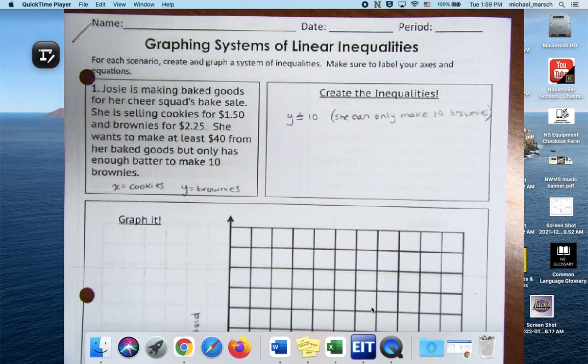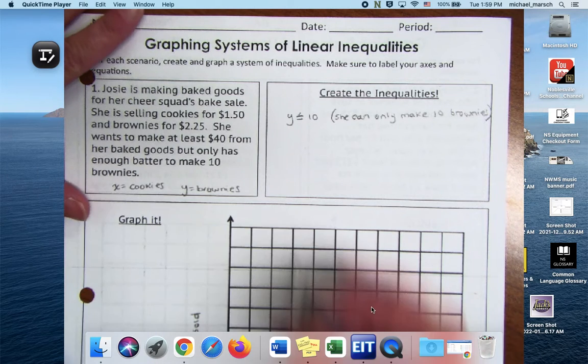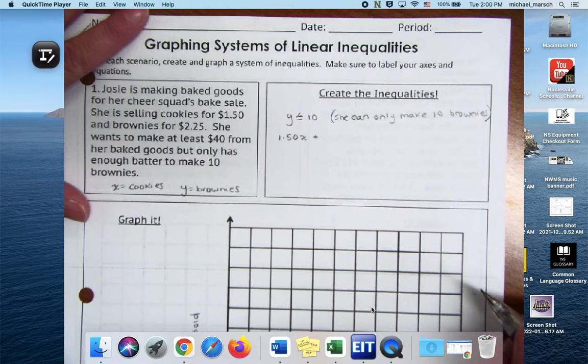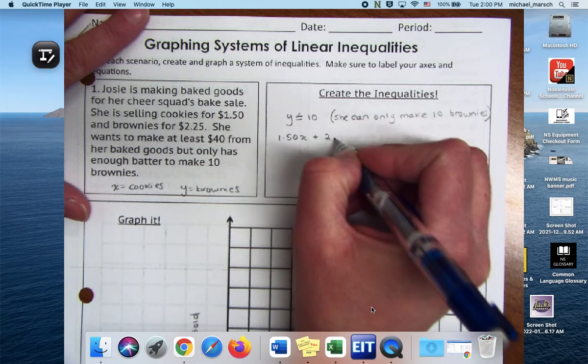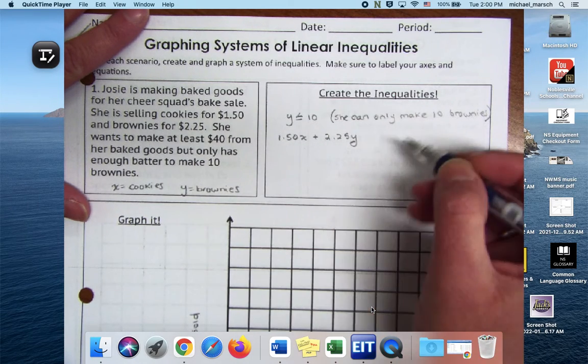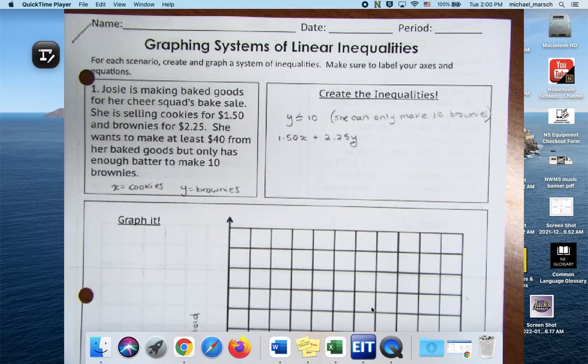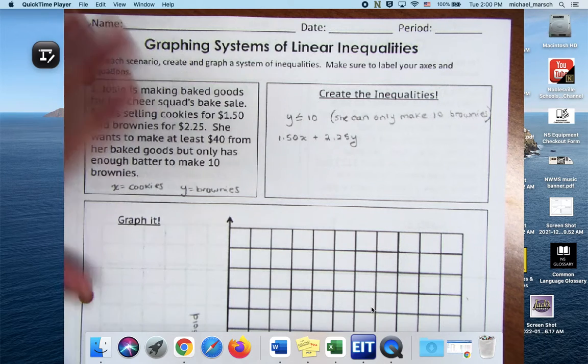How much does she make per cookie? How much does she make per brownie? $2.25. She wants to make at least $40. So what inequality sign would I use for at least $40? Kaden? Greater than or equal to? Yep.